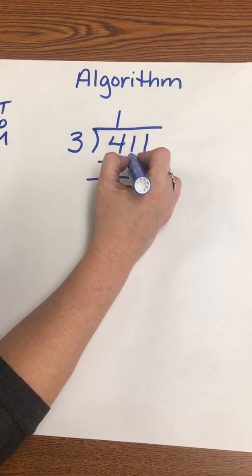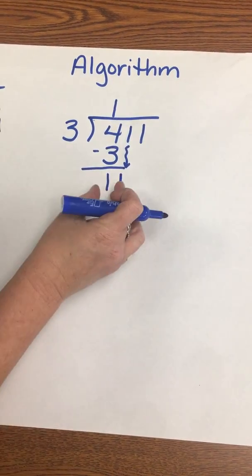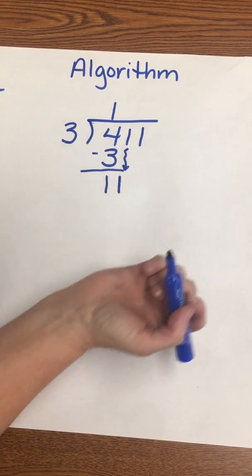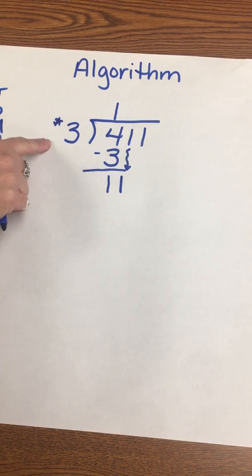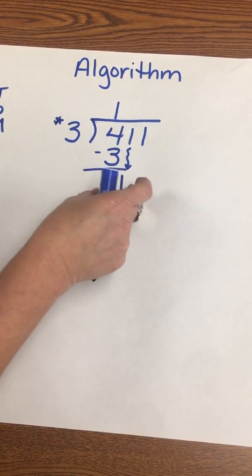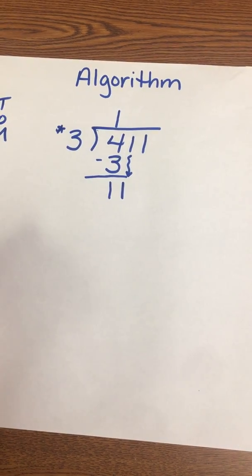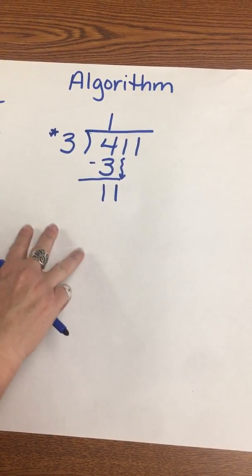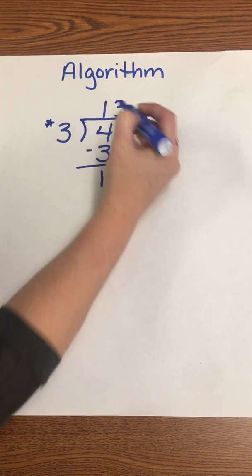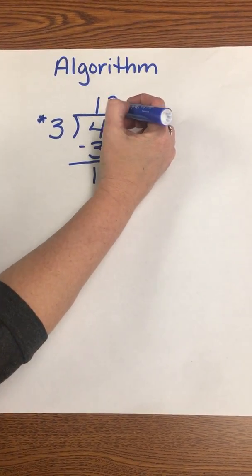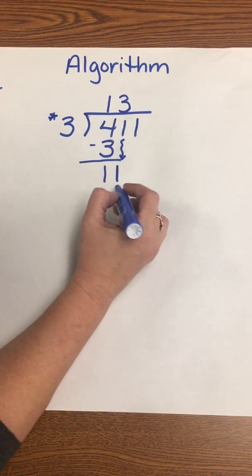I'm going to bring down my tens, which gives me a new number of 11 in the tens place. And it starts all over again. Think threes. How many threes can I pull out of that 11 in the tens place? 3, 6, 9. That one's pretty simple. I'm going to write a 3 above the tens place. And what did I count to? I counted 3 times 3 equals 9.